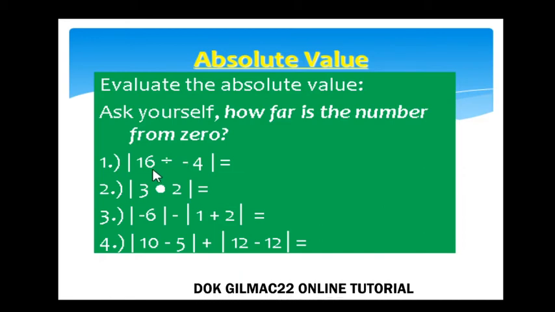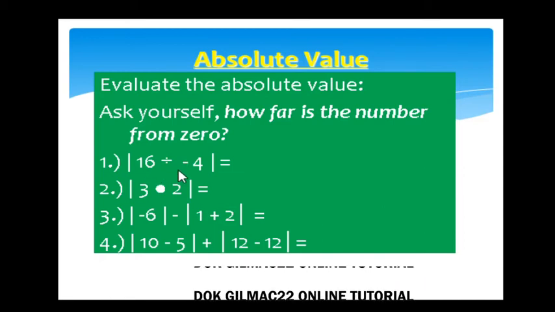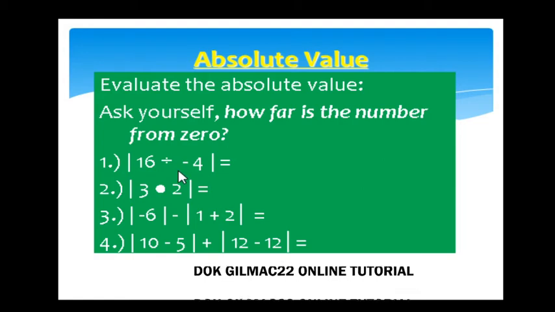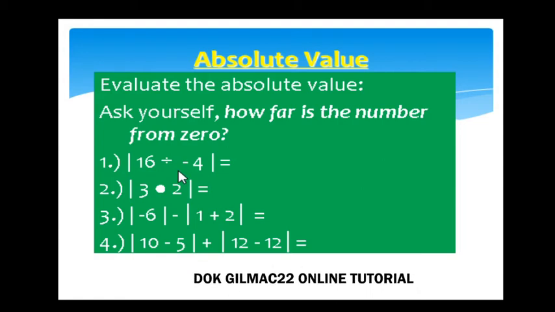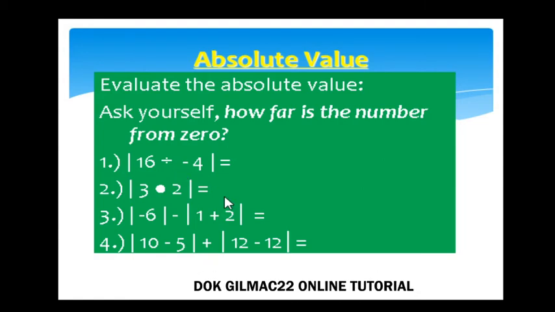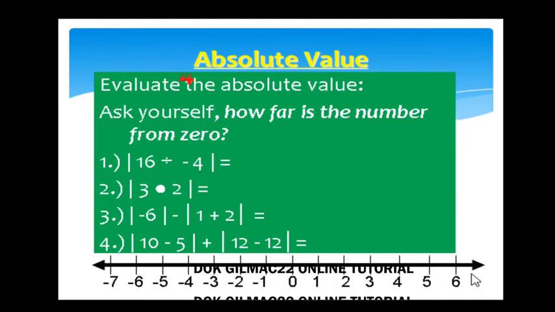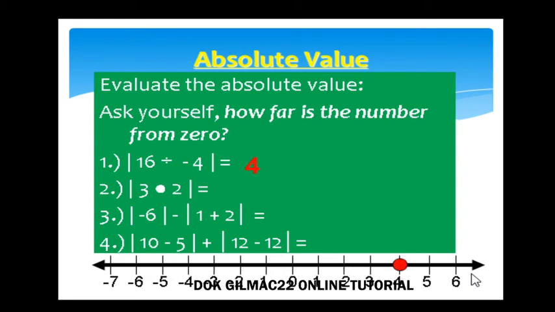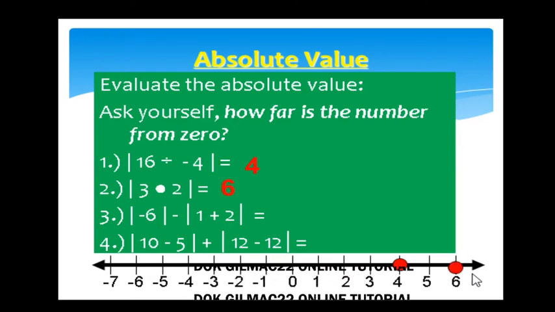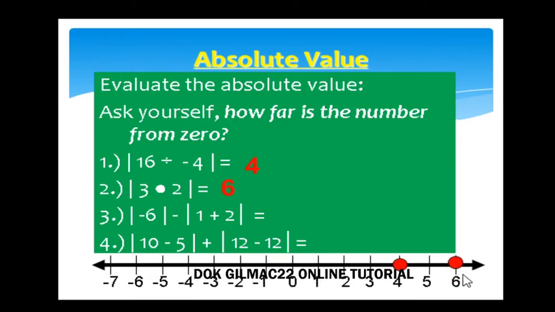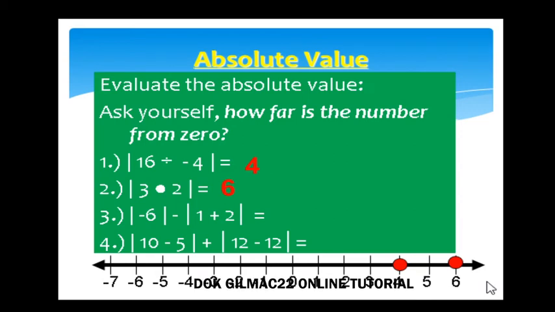Okay, let's continue. 16 divided by negative 4. It's negative 4, right? So what is the absolute value of negative 4? Yes, it's positive 4. Okay, let's plot. There you have it. 3 times 2, 6. Okay, so let's plot. So there you have it. 6. 6 units from 0.